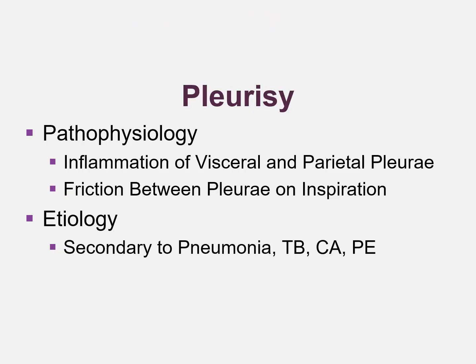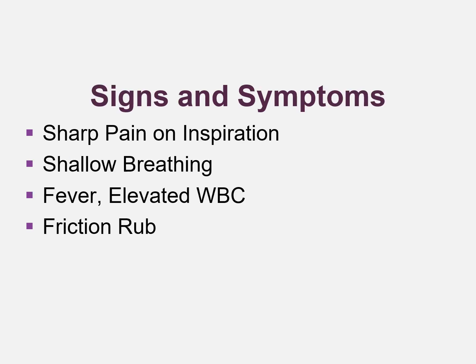Pleurisy is inflammation of the visceral and parietal pleurae, and this causes friction between the pleurae on inspiration, and it's usually secondary to pneumonia, tuberculosis, cancer, or a pulmonary embolism. So these patients will have extremely sharp pain on inspiration, shallow breathing, fever, elevated white blood cell counts, and a friction rub.